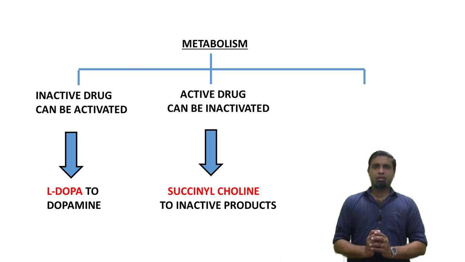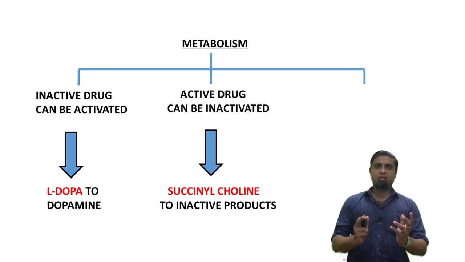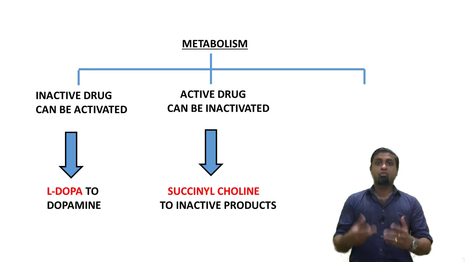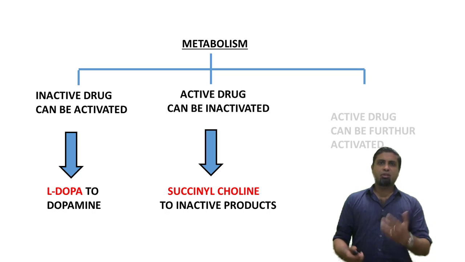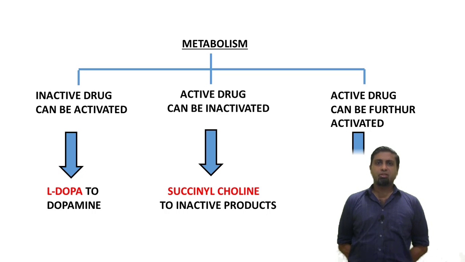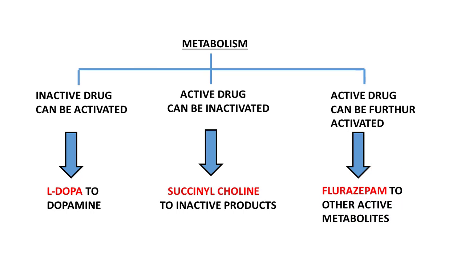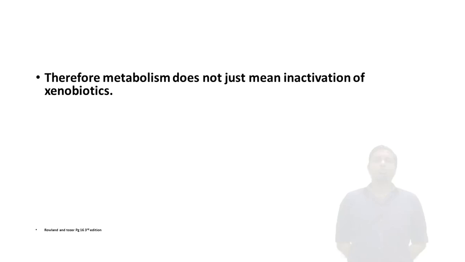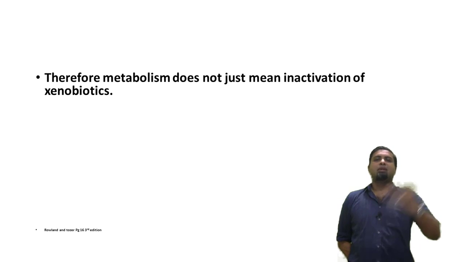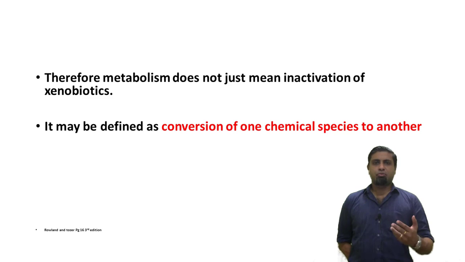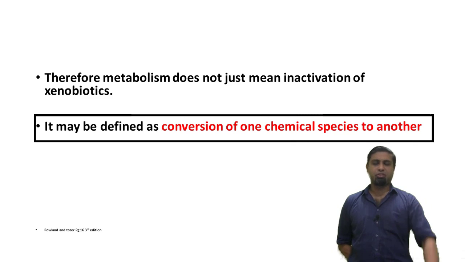Now, there are certain instances where an active drug is metabolized to a metabolite which is also active. The example for this would be a benzodiazepine called flurazepam. Flurazepam is a sedative hypnotic, a drug used for the treatment of insomnia. Flurazepam gets metabolized to other metabolites, and these metabolites also have sedative hypnotic properties. So, metabolism doesn't just mean inactivation of xenobiotics. It's more correctly defined as the chemical conversion of one chemical species to another.